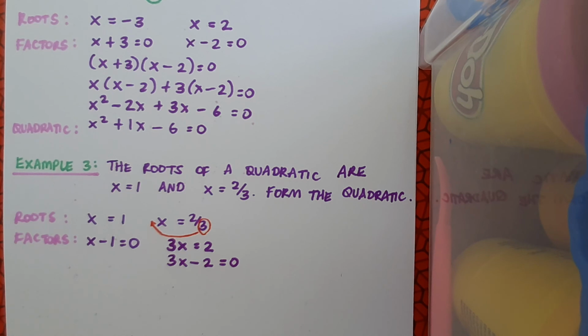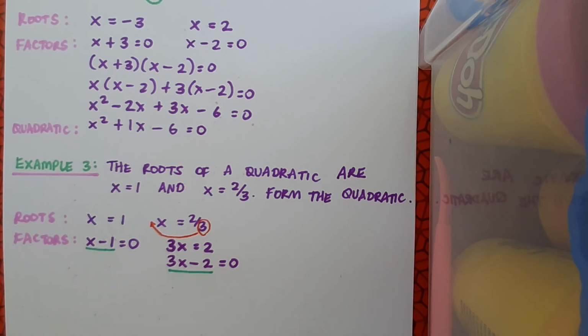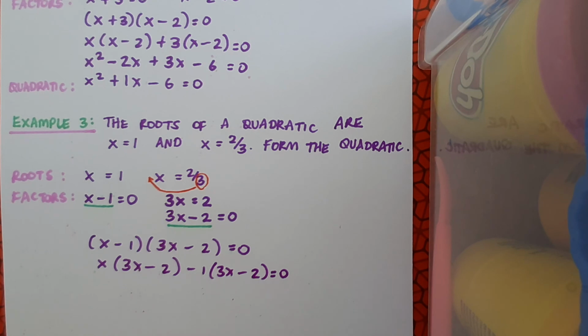So I'll multiply my factors. And again, just to point out, the factors are the ones that I have when I finally have it equal to 0. So my brackets will look like this, and then I'll split them up and multiply as normal. And then just take care with your multiplication as always. So we end up with x by 3x is 3x squared, x by minus 2 is minus 2x, minus 1 by 3x is minus 3x, and then a minus by a minus makes a plus, 1 by 2 is 2.